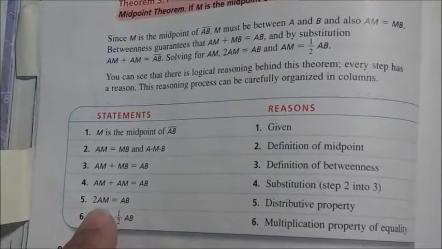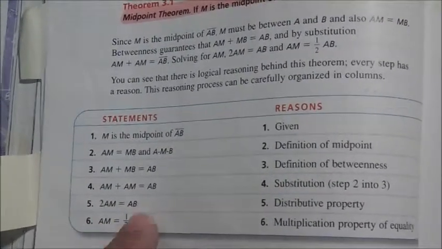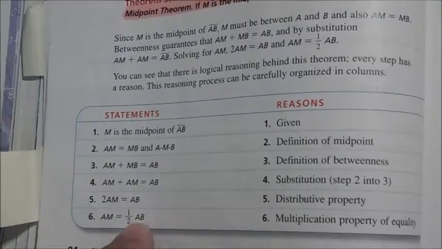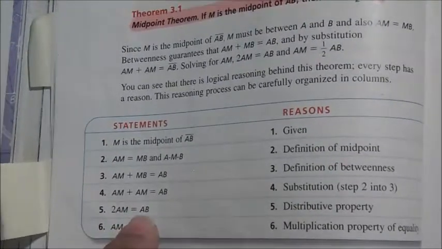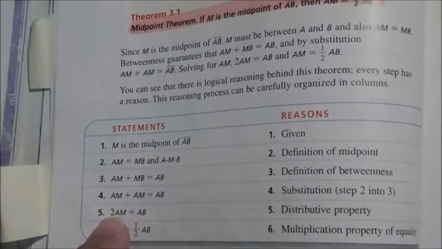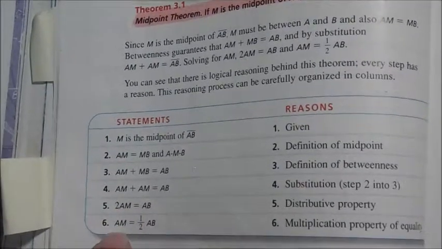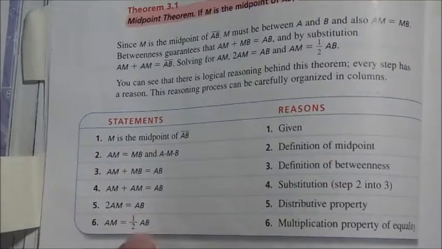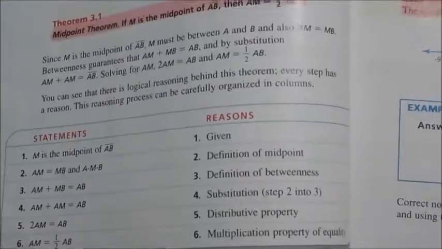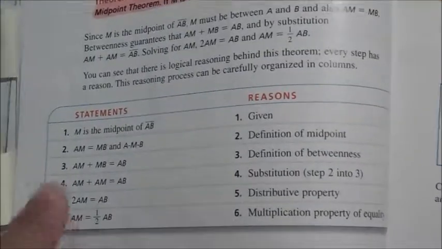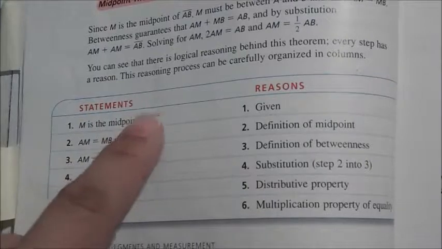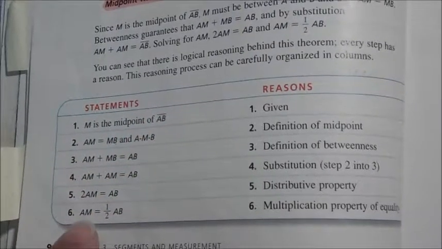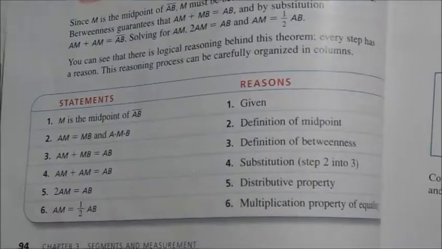How do you have 2 times AM and AB, and now all of a sudden you have AM and half of AB? It looks like you multiplied both sides by 1/2. If you multiply this side by 1/2, it turns into that. Multiply AB by 1/2, it turns into that. So it's the multiplication property of equality. You started off with M is the midpoint of segment AB. Now you have AM is equal to half of AB.